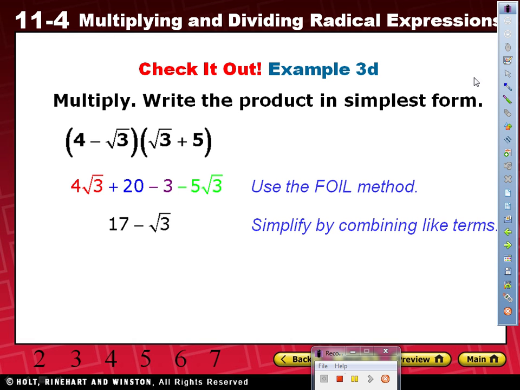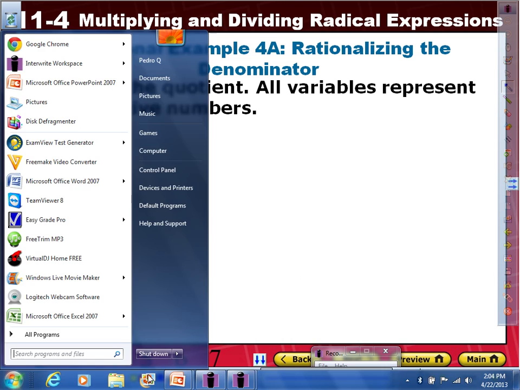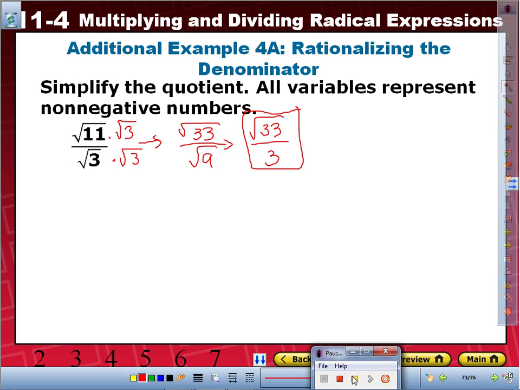Copy this one. Example 4a. So for these, it's division. Once again, here it goes. Example 4a. It was square root of 11 over square root of 3.